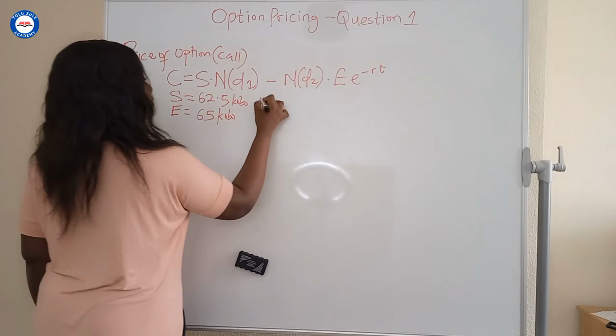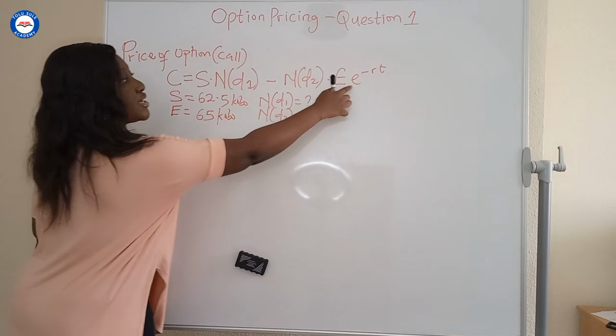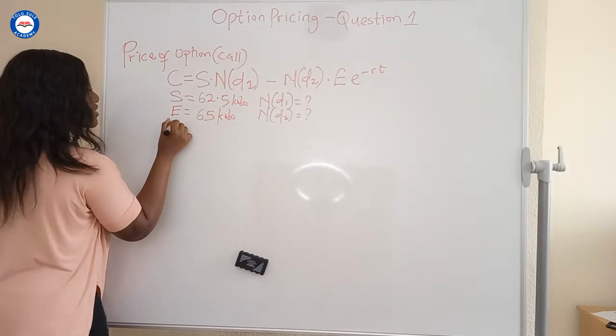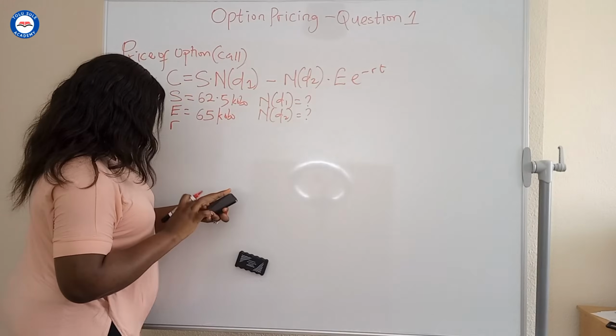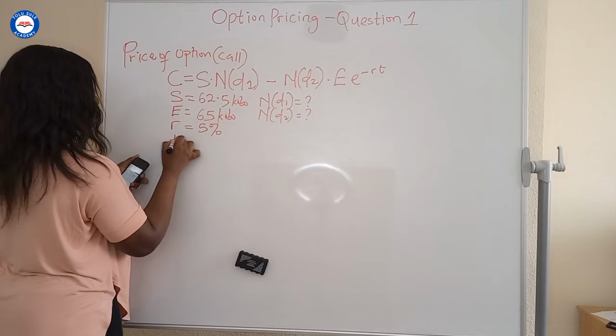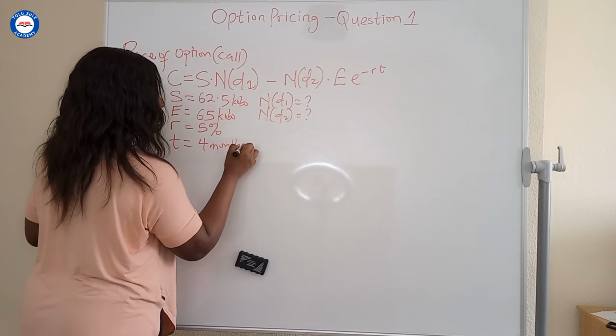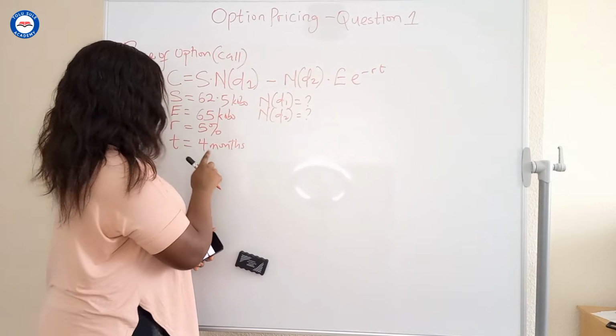Now, what is ND1? You don't know, because this one has a formula of its own. You go and get it. E, that is a calculator function. What is R? The risk-free rate, which was given to you as 5%. What is T? He said it's 4 months. Time to expiry, 4 months. Now, in option pricing, value it in years. Always put your months in years.